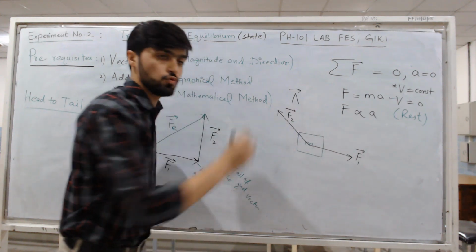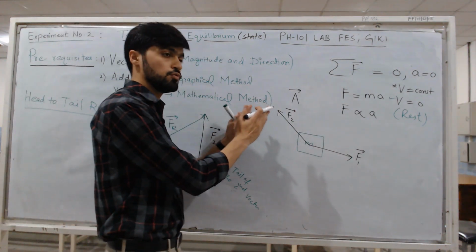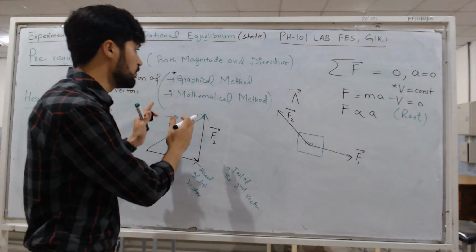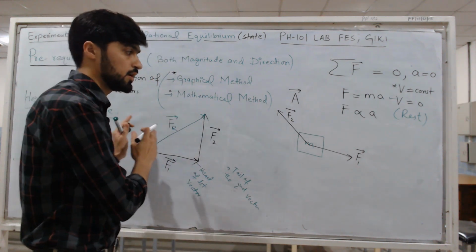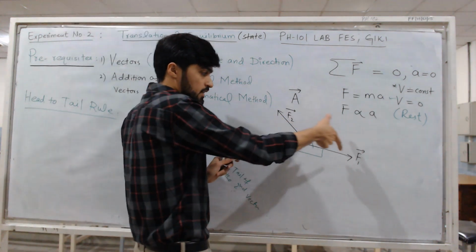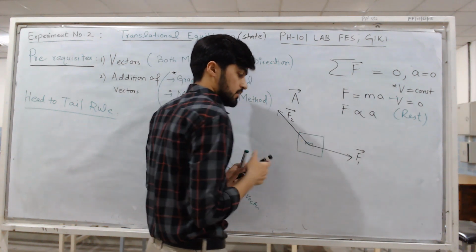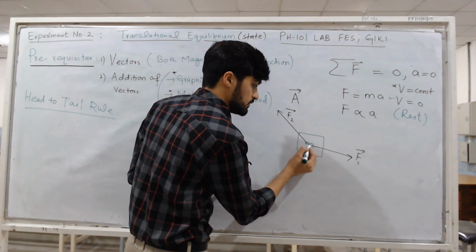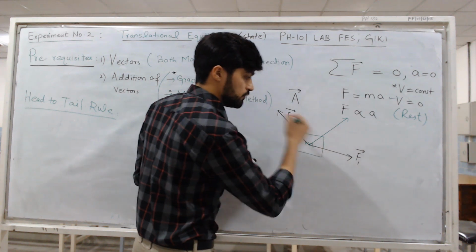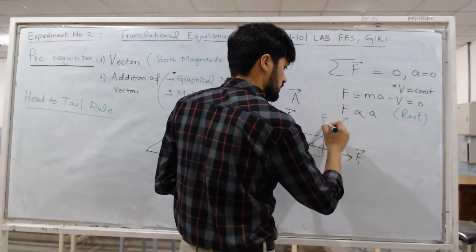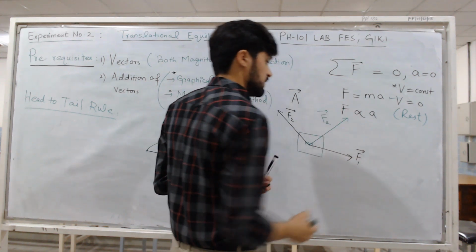Now how to add these two vectors? The summation of these two vectors using the proper rule, the graphical or mathematical method, the head to tail rule, will give us, if I place this vector here, then the resultant will be here. So this is actually the resultant of these two forces, Fr, in the subscript Fr.